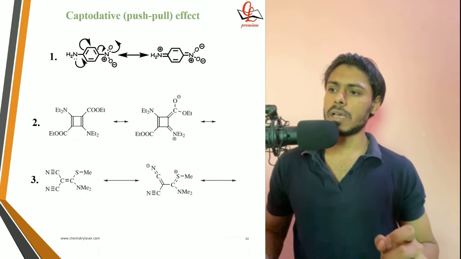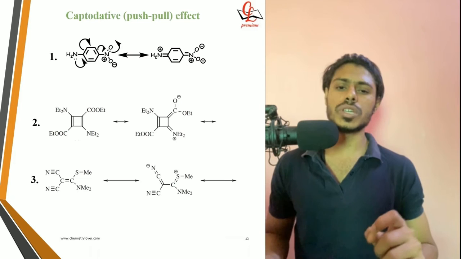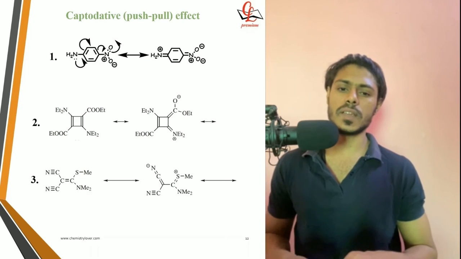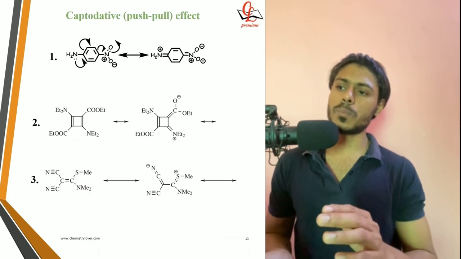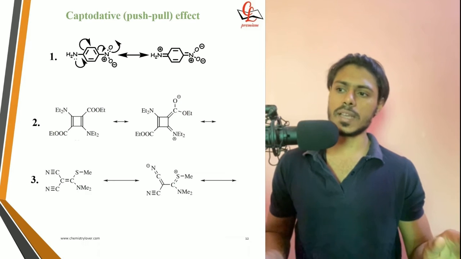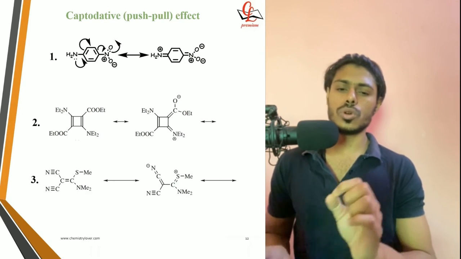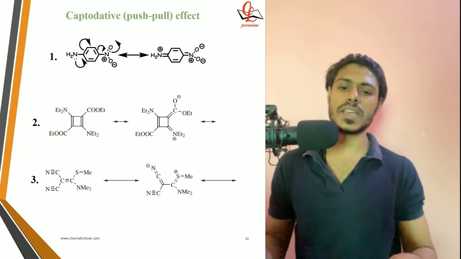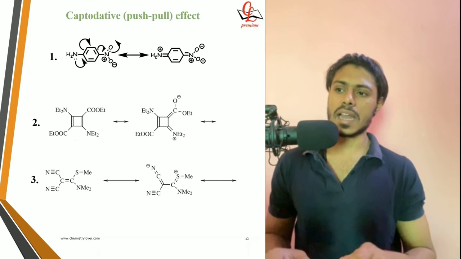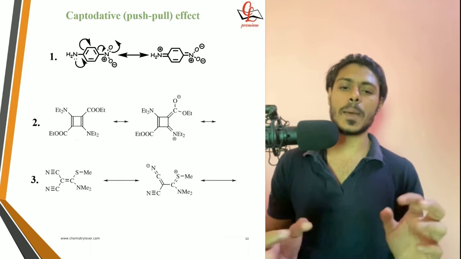You can see the NH2 group is pushing electrons into the aromatic ring, and that electron is actually pulled out by the nitro group, right? So there is an extended conjugation from the NH2 to the nitro group through this benzene ring, through this aromatic ring, and this is called push pull effect or captodative effect.